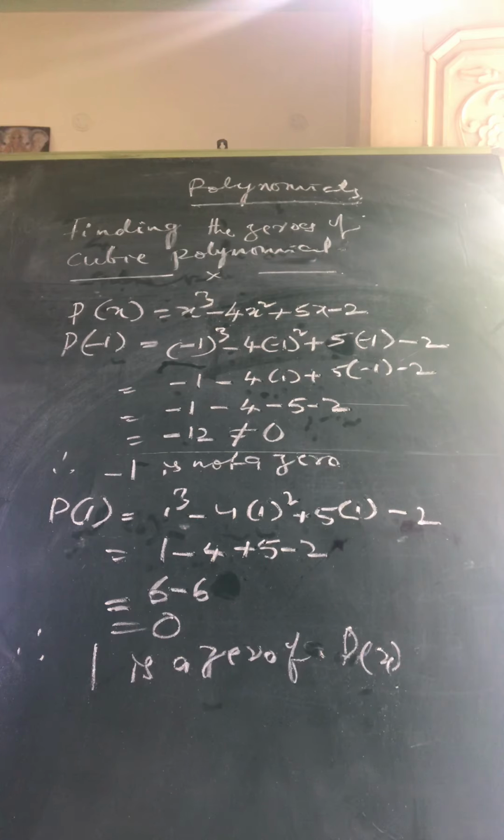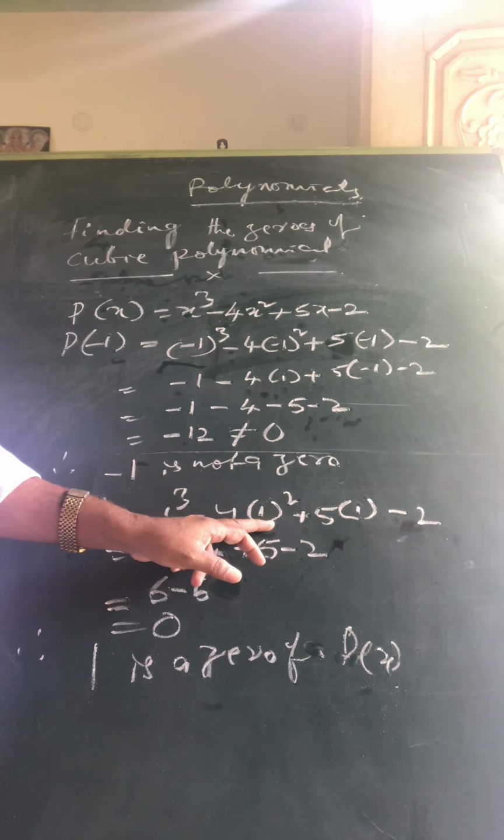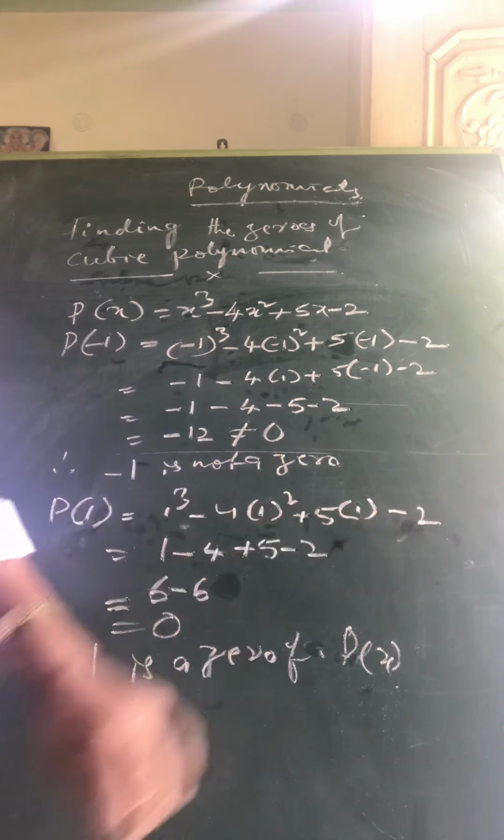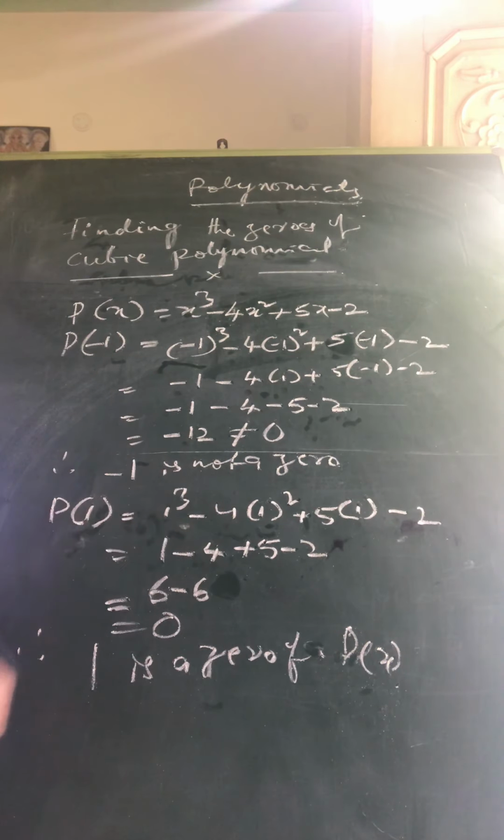Let that number be 1. So 1 you have to substitute in the place of x. Then 1 cube minus 4 into 1 square plus 5 into 1 minus 2, which is equal to 1 minus 4 plus 5 minus 2. Then 6 minus 6 is equal to 0. Yes, since the value of the polynomial is equal to 0, 1 is a zero of that polynomial.